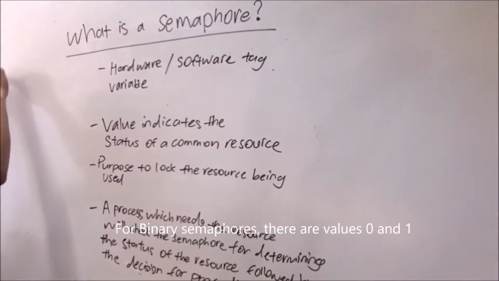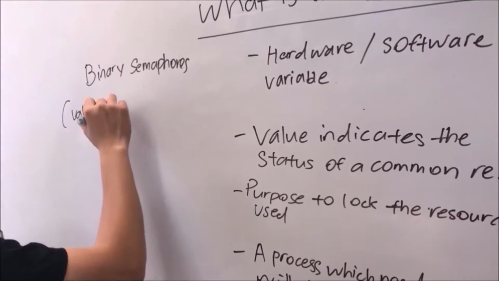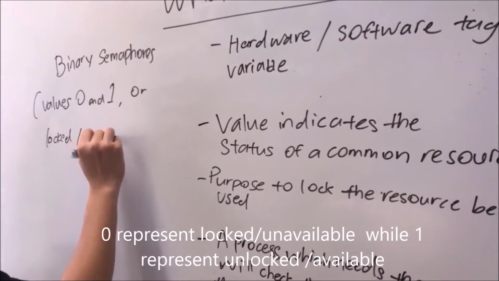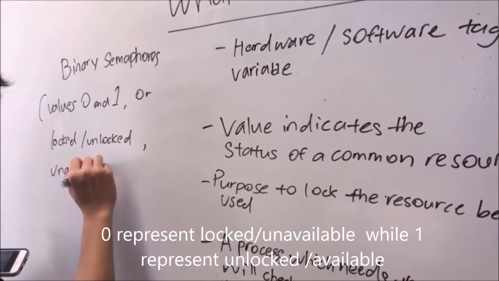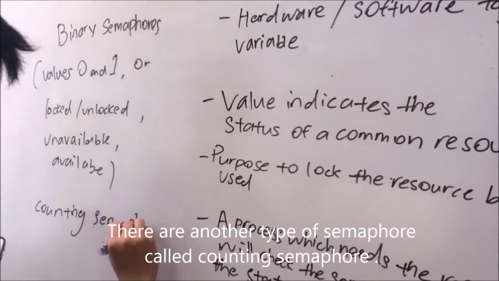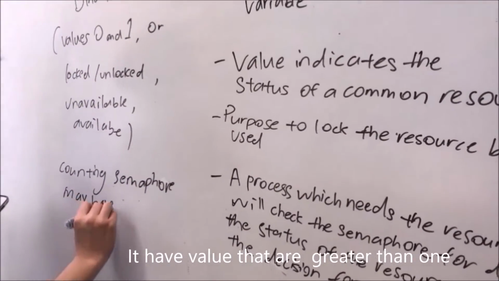For binary semaphores, there are values of 0 and 1. 0 represents locked, 1 represents unlocked. Similarly, 0 can also represent unavailable, 1 represents available. There is another type of semaphore called a counting semaphore. It has values that are greater than 1.